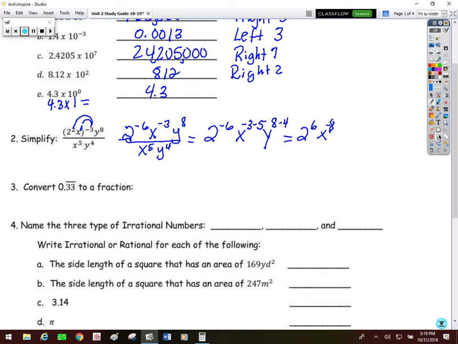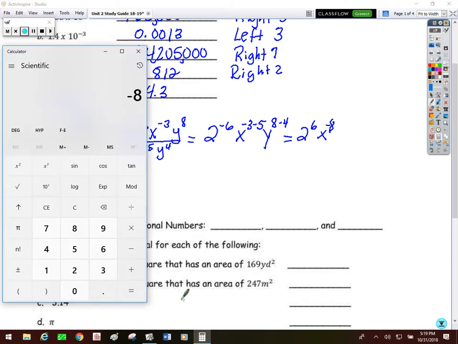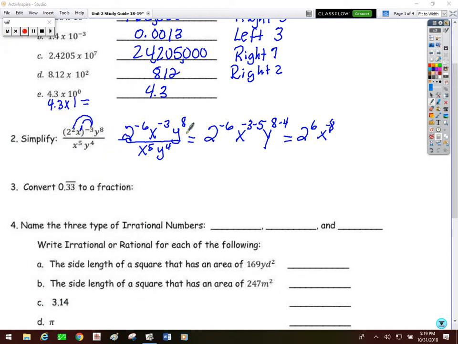So you have got to be very careful when you put that in, that you don't put in negative 3 minus a negative 5. Because what that's going to do is going to be your keep flip change, and it's going to change it to a positive 2. So be very careful when you put that in your calculator, okay? All right, and then you have 8 minus 4, which is just 4.